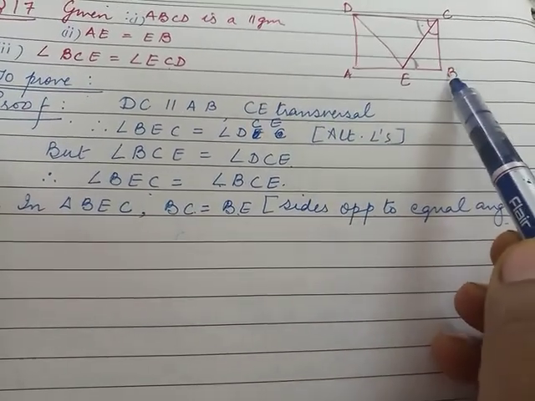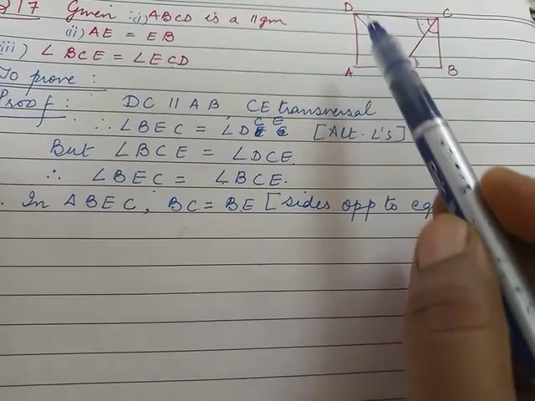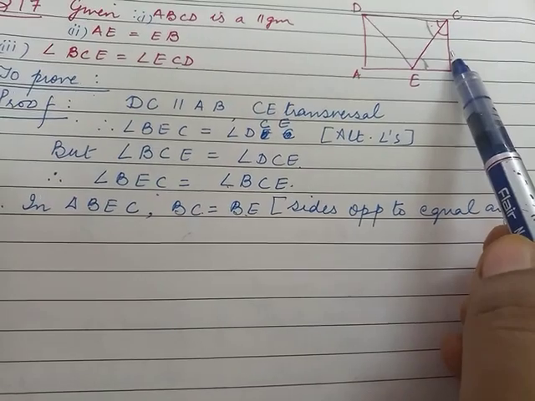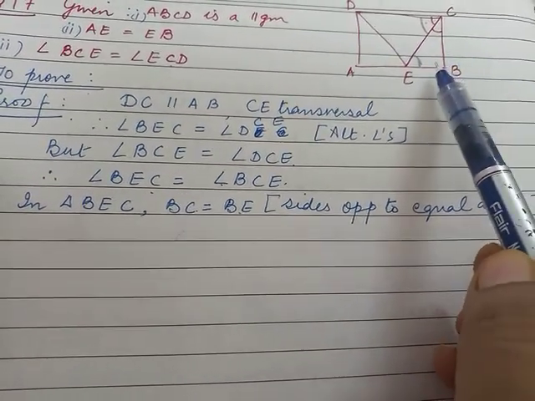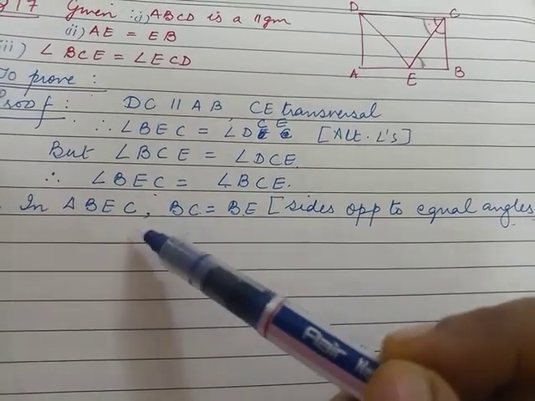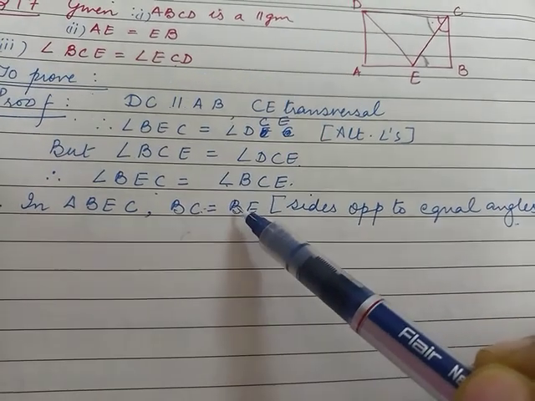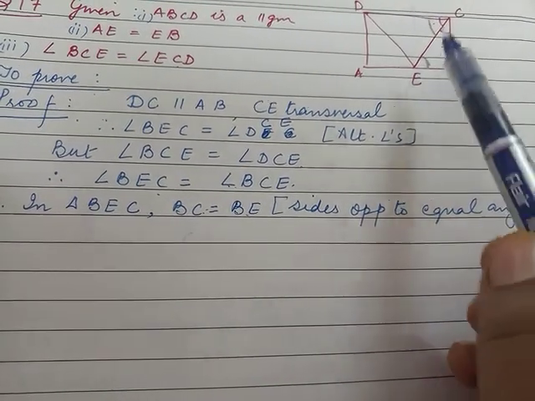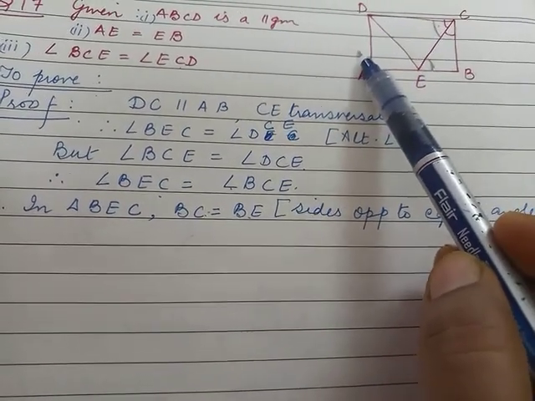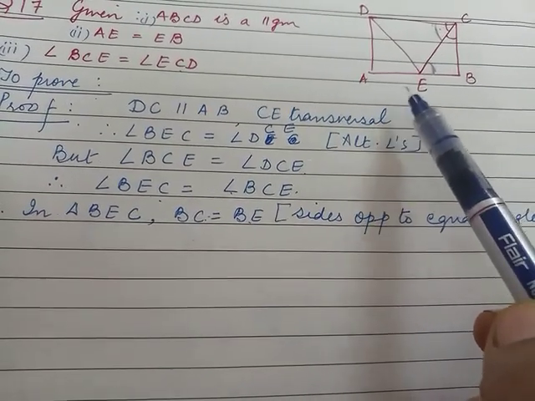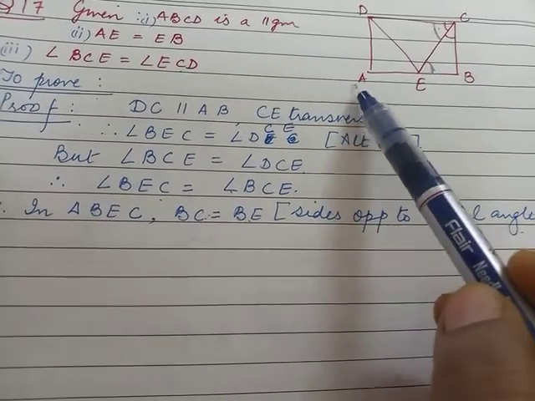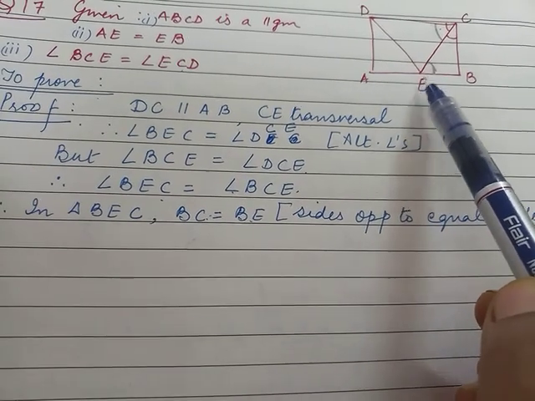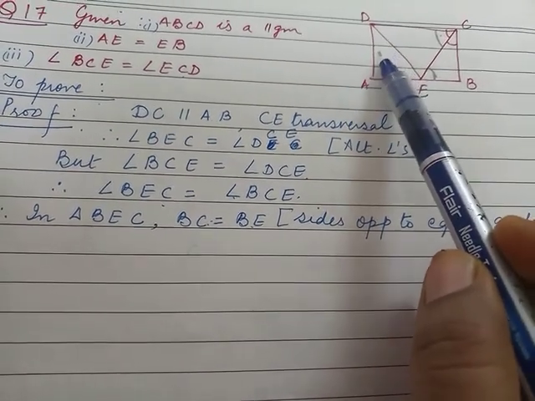But we know very well that BC is equal to AD, being the opposite sides of a parallelogram. Therefore, we concluded here that BC is equal to BE, that means BE is equal to AD also, and this BE is actually equal to AE because E is the midpoint. Therefore, AE and AD are equal.